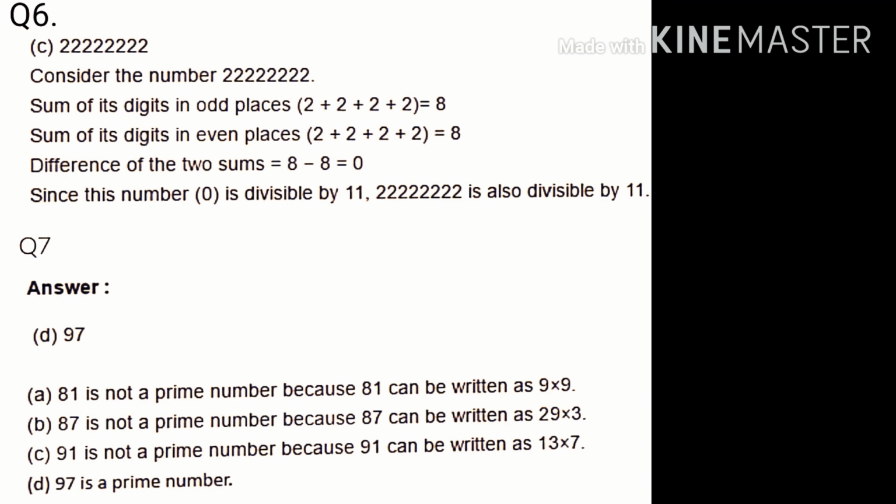Okay. Now in question number 7, we have to say which number is a prime number. So we know that a prime number has no factor except 1 and itself. So 81 is not a prime number because it can be written as 9 into 9. 87 also can be written as 29 into 3. 91 can also be written as 13 into 7. So 97 is our prime number, right?